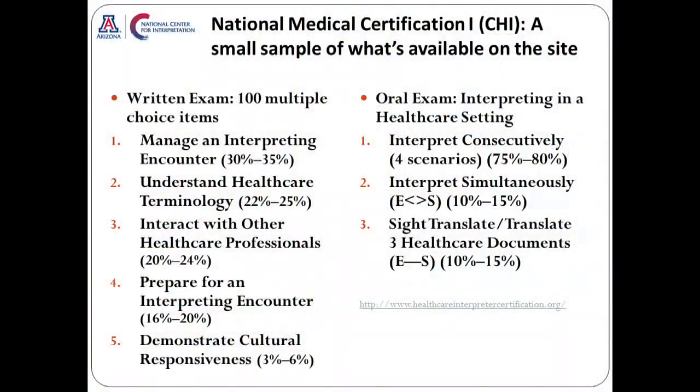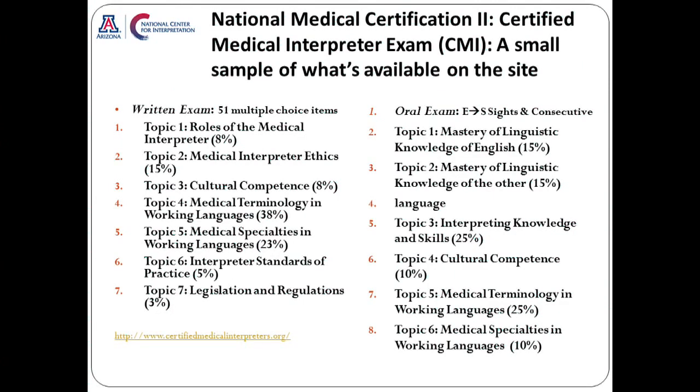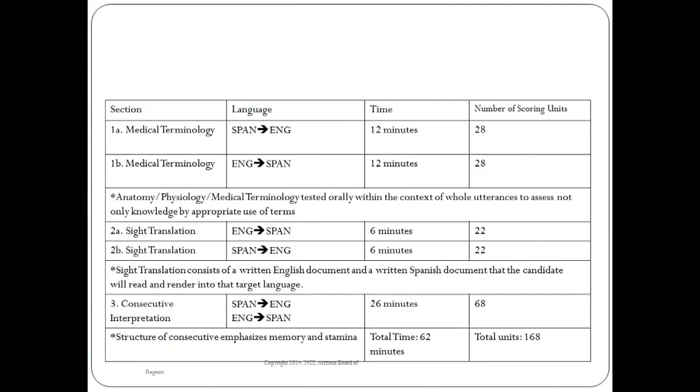And then when you go to the oral exam, you see that they tell you that there's a consecutive 4 scenarios, simultaneous, and then site translation of 3 healthcare documents. And if you get into the manual, you can find out more information specifically about what that test is like. Here's the other medical certification. It's called the CMI, Certified Medical Interpreter. And they also tell you, here's a written exam, 51 multiple choice items, unlike the other one, which was 100. And then all these oral exam exercises of sites and consecutives. And so I've given you the websites to these organizations so that you can check them out.